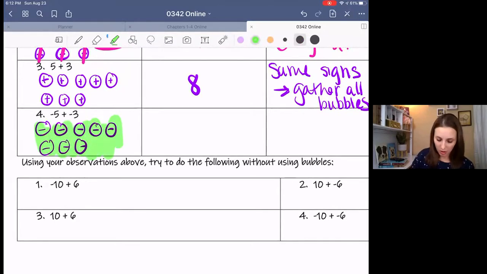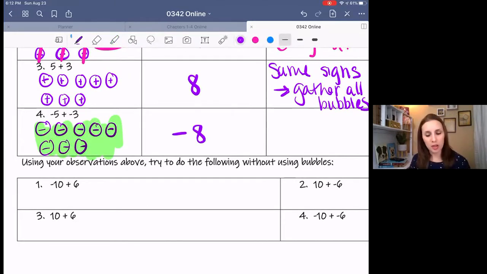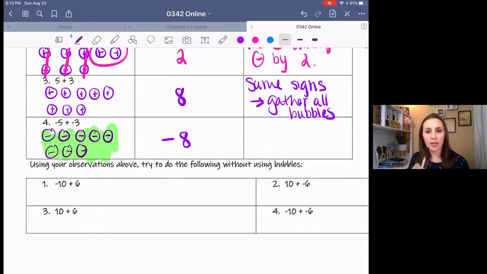None pop, which means we total them up to be negative. If you look at the observation above, I said the same signs means you gather all the bubbles. So this still stands for negative numbers. Both of the numbers were negative, so there were no inverses involved, and we just gathered them all up. So we can just repeat that down here. You can rewrite it if you want to, but that's what it is. It's the same rule.